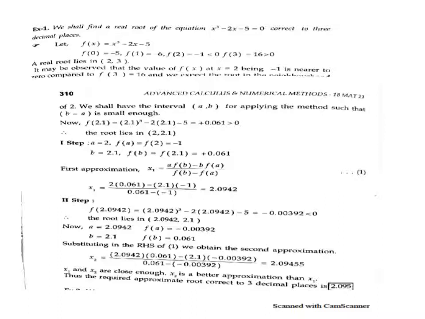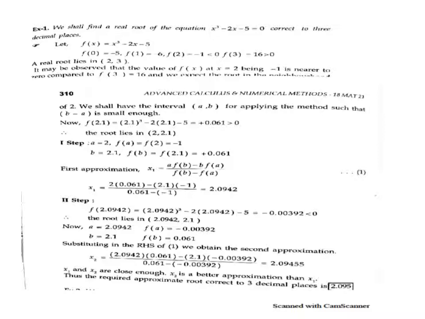Therefore, now we consider x equals 2.1 and put this in the function. So, f of 2.1, which is equal to 2.1 the whole cube minus 2 into 2.1 minus 5, will give you the value 0.061, which is greater than 0. And previously we checked for the value of x where the function is negative, that is f of 2. Therefore, we say that the root lies between 2 and 2.1.